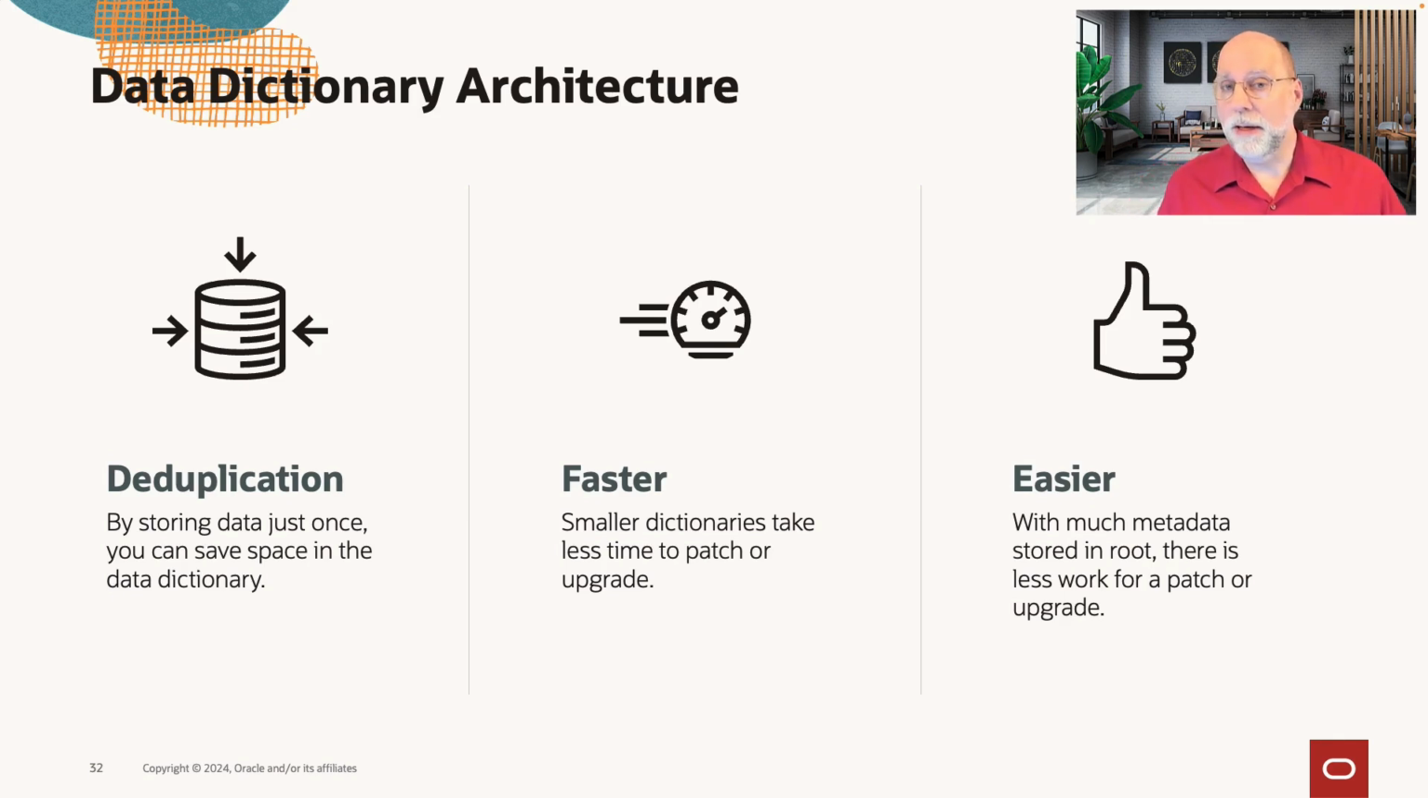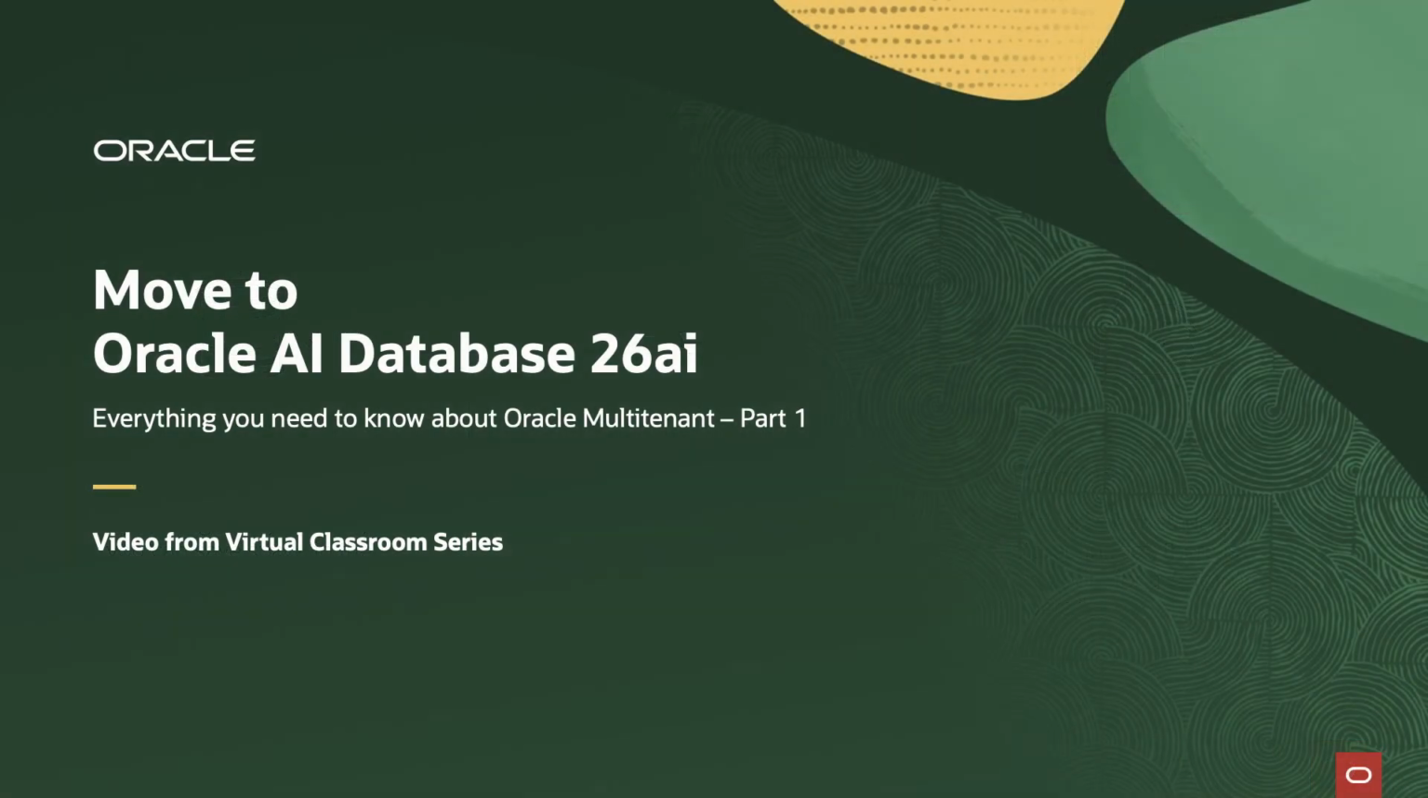And with all of this metadata stored in root, then it just becomes less work to patch and upgrade because you can patch many as one. With one patching operation, for example, datapatch will run on the CDB root and all your PDBs and get everything done with one command.